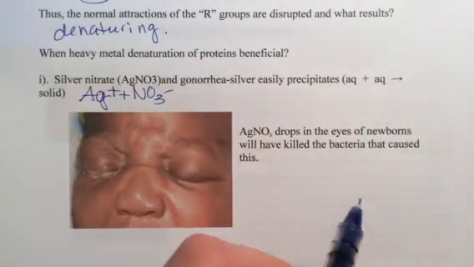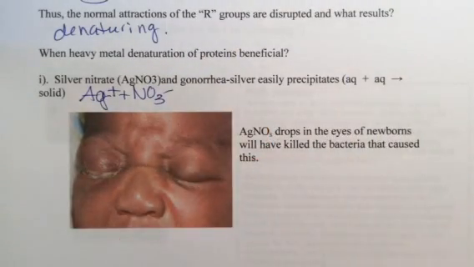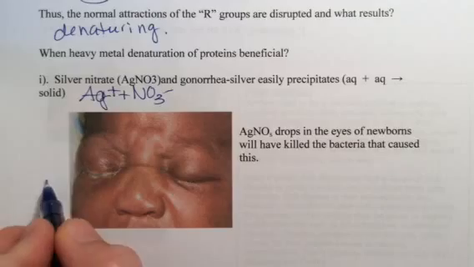It very easily precipitates, and therefore silver nitrate drops are used in the eyes of newborns to kill bacteria that would present itself in the birth process. Okay, so as you see in this picture, the silver nitrate drops in the eyes of this newborn would have killed this bacteria that you're seeing over here.